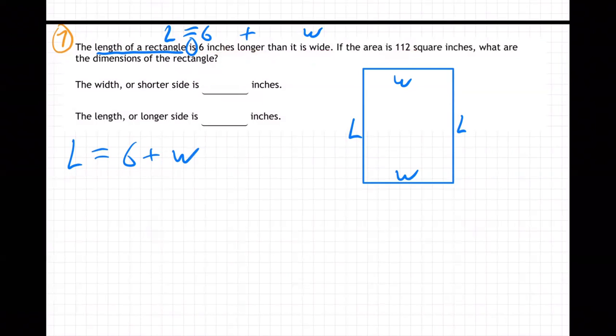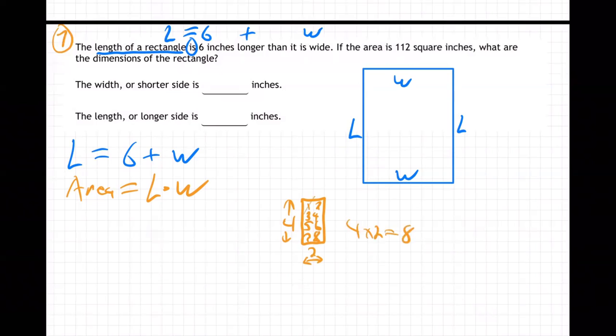Area is 112. Now, what's the area of a rectangle? Remember that? Area of a rectangle equals length times width. Think about it: what if I have a little rectangle right here? There's 1, 2, 3, 4, 5, 6, 7, 8 squares. And it's 4 squares tall and 2 squares wide. See, 4 times 2 is 8.